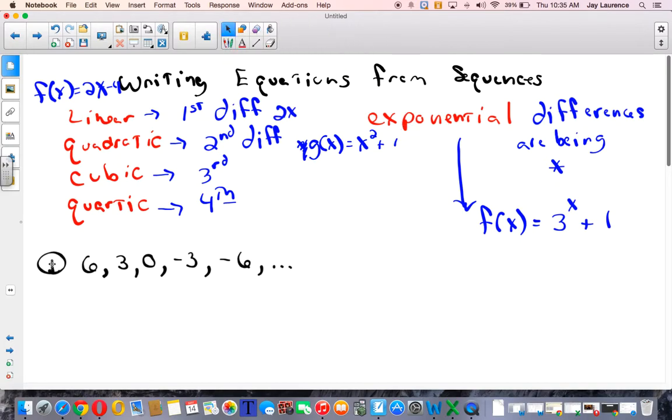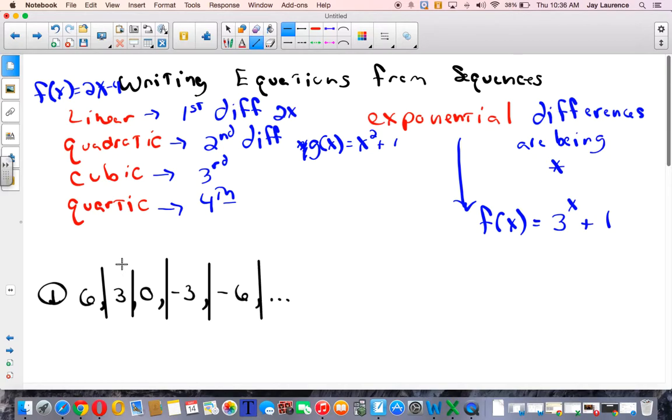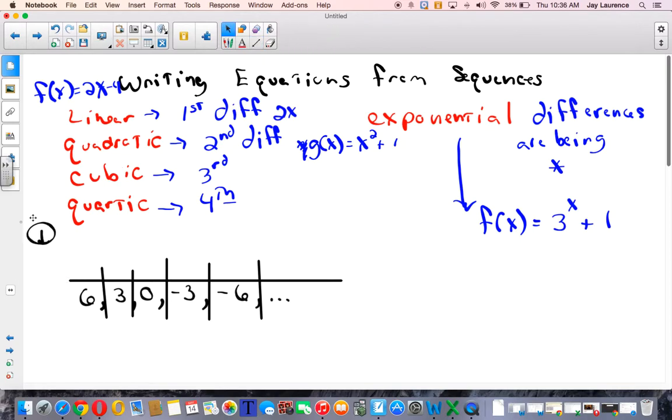Okay, so let's do a couple examples here. I've got 3 examples ready to go, and here's the first one. Remember, first thing we do is we make a little table. And so those are our f of x numbers. This is a very crude table, I apologize. Let's put that up there.